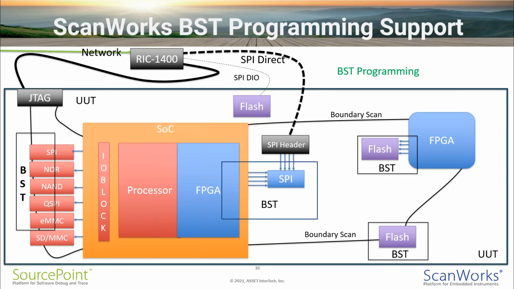Starting with BST, as it's the most common programming model, but potentially it's the slowest. It all depends upon the JTAG scan clock rate and the size of the image to be programmed. Remember that the data transport for the image is JTAG, and the clock rate is determined by the slowest device within the chain. If the flash device is attached directly to the scan chain, or if it's connected to a device that has boundary scan cells, it's possible to program the device. I'm going to break out the SPI DIO and the SPI Direct on the next slide.